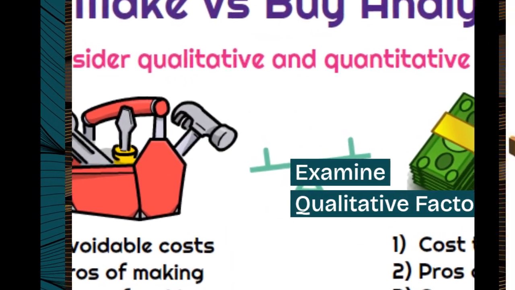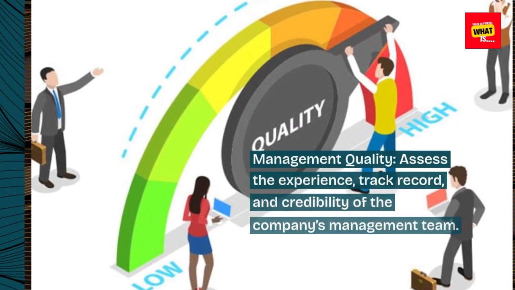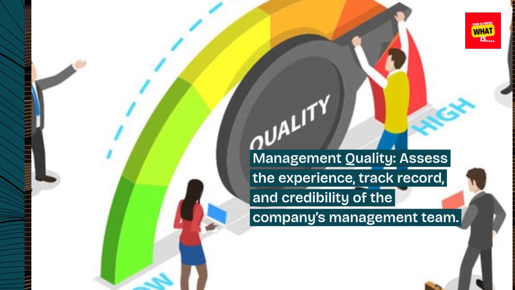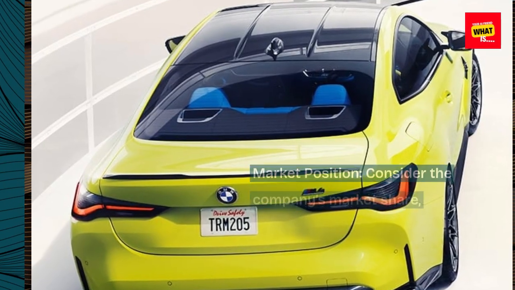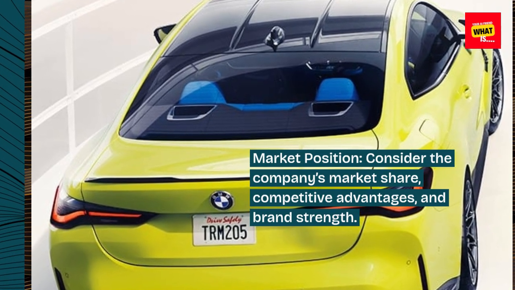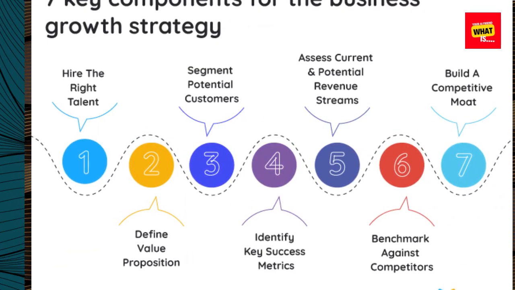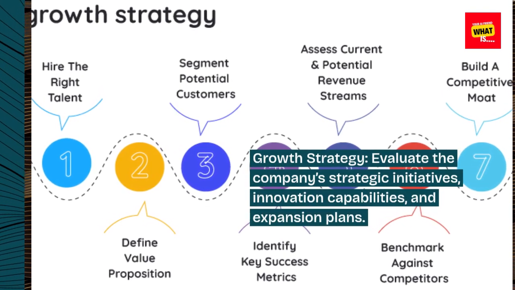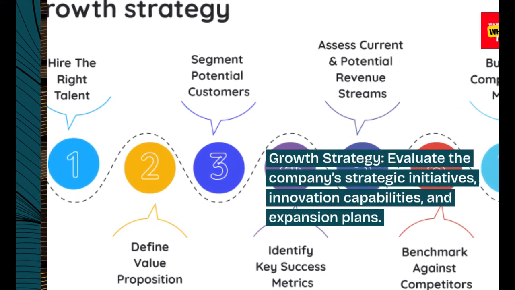Examine qualitative factors. Management quality: assess the experience, track record, and credibility of the company's management team. Market position: consider the company's market share, competitive advantages, and brand strength. Growth strategy: evaluate the company's strategic initiatives, innovation capabilities, and expansion plans.